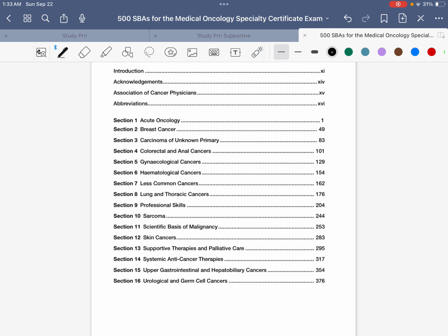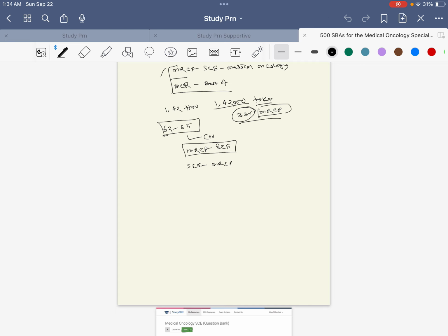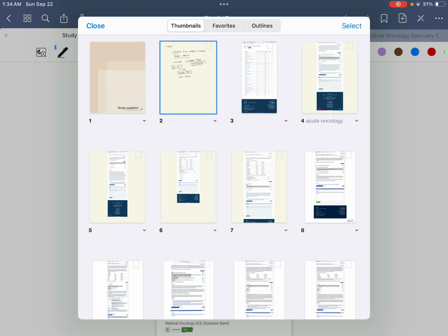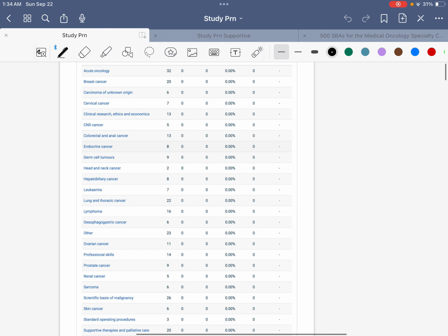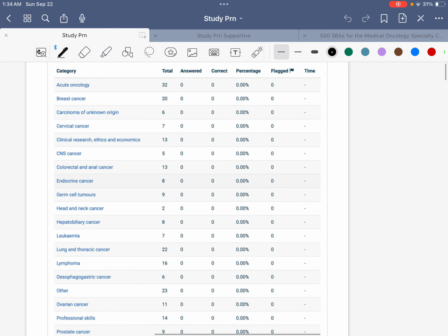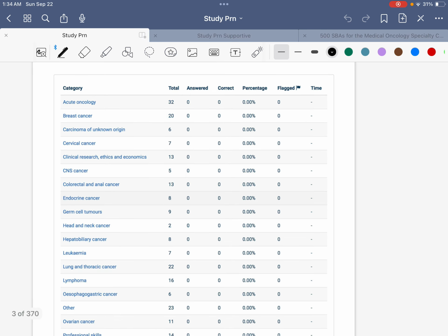They have the most questions on acute oncology and the scientific basis of malignancy. Another thing I found after the examination that could be the most useful, but unluckily I didn't subscribe to it before the exam, is Study PRN. Study PRN provides the most updated and practical questions. For the MRCP we have past tests or eWorld and many things, but for medical oncology SCE we don't have many resources.